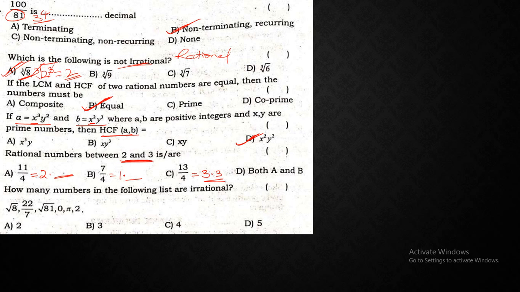So between 2 and 3, what is there? It is only 11 by 4. Option B comes only if it crosses 8 in the numerator, right? So clearly option A is my answer.